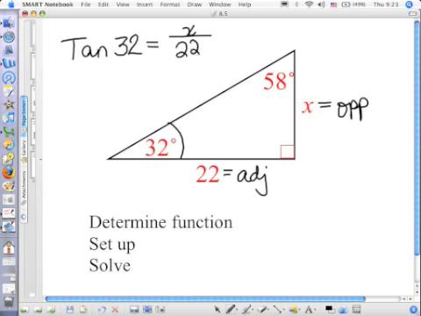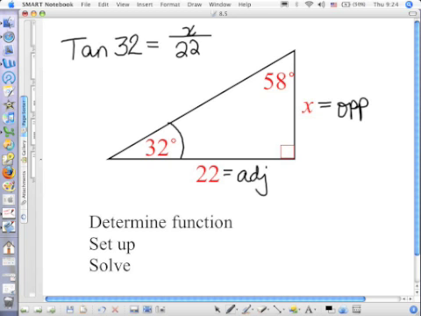Now tonight for your homework, this is all you're going to do. Tomorrow we're going to actually use the calculator, show when to use the shift key, when to not use the shift key, and how to do that. The reason I know it's tangent is because in reference to the 32 degrees, I have information about the opposite and the adjacent. Okay?